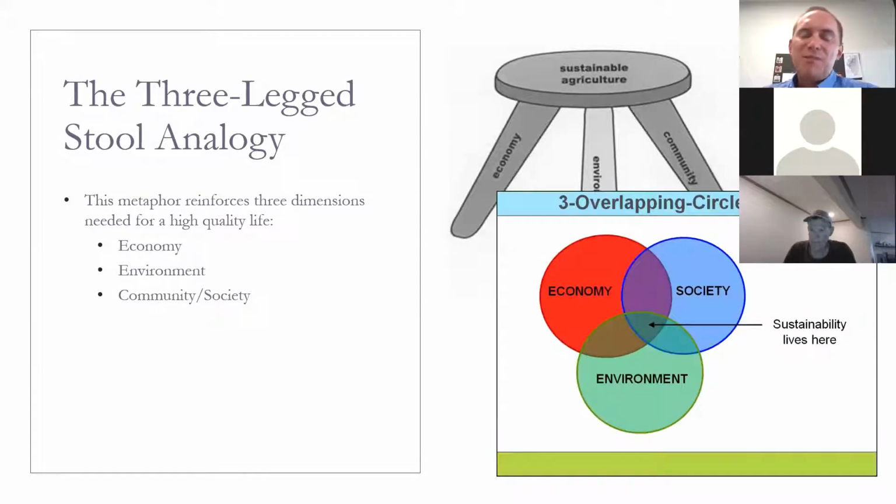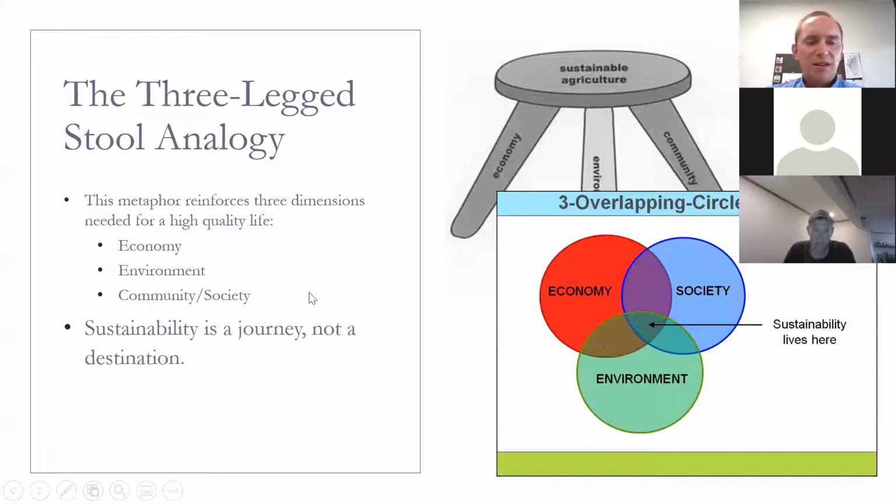So this model's maybe a little bit better way to think about it. It's the same kind of concept, but it demonstrates this idea that these things are intertwined in ways that we don't necessarily even fully understand. And we have to think about all of them at the same time and not necessarily individually.